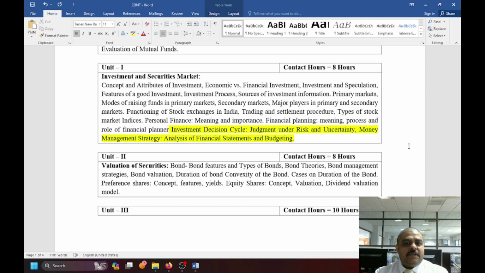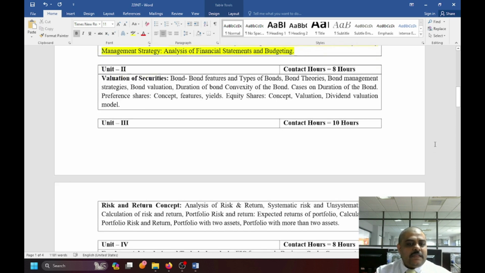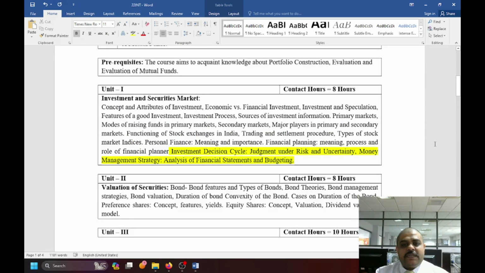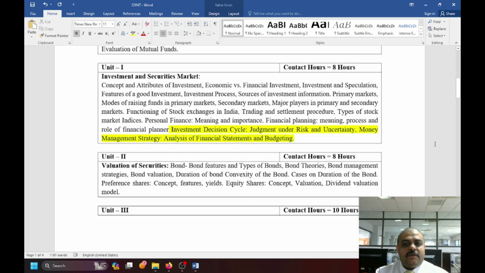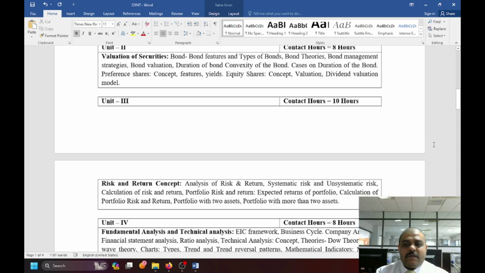You can learn about the concept of investment, economic investment, investment and speculation, the features of a good investment process, the business life cycle, and the functioning of the Indian stock market, how it operates. Then you are going to learn various types of securities like bonds, equity investment, mutual fund investments, or futures and options trading, what kind of opportunities are available in the Indian market, and how you can make money.